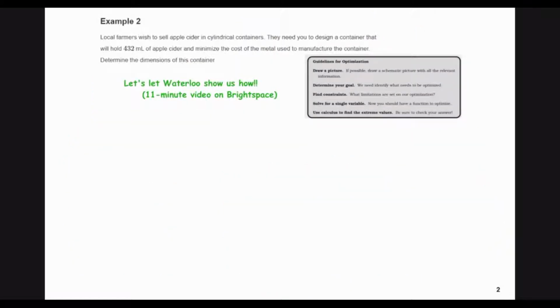For our second example, we actually already have a video working through how to solve this, so I'm not going to work through this together in my video here. Instead, I'll just provide the link either in Brightspace or in the video description for you to go to the Waterloo website and watch the video on the CEMC website.